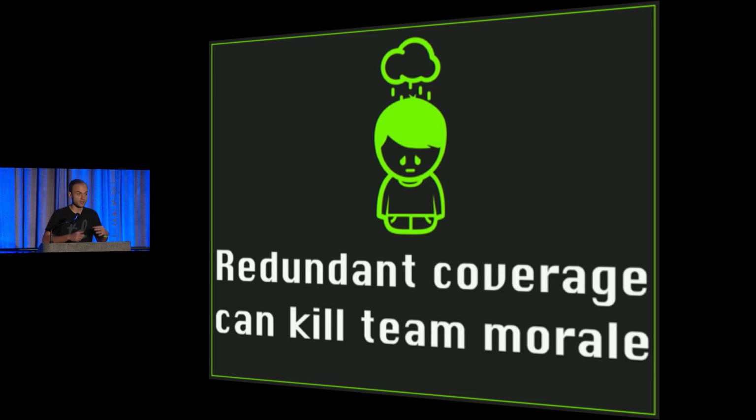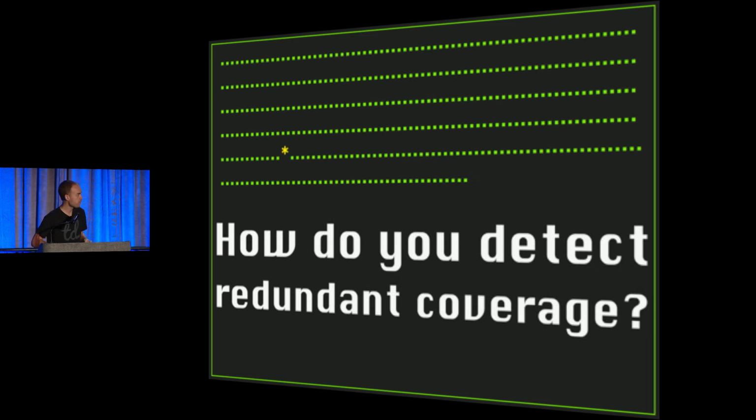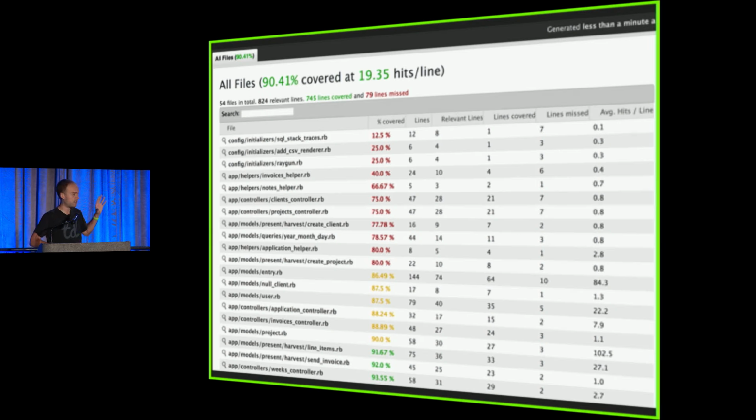The problem with it is it might be fine when everyone's running locally and the app is still small, but as the app gets bigger and there's more interaction between your features, this can really slow down a team's productivity. How do you detect redundant coverage? The same way you detect any coverage. You can run a code coverage report.